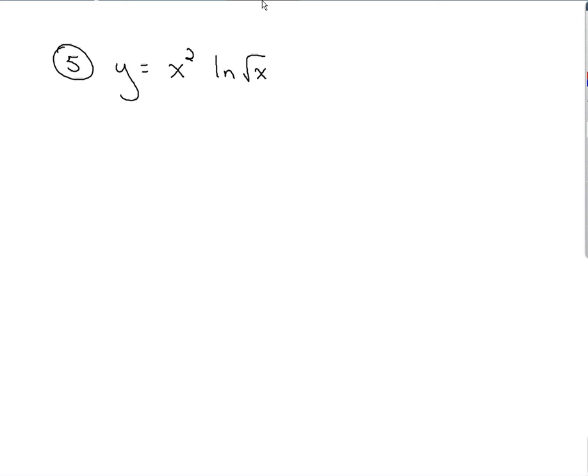So, similar looking problem. Kind of like I did on the last one. Let's rewrite some things. Rewriting that root, knowing I got to raise the root, we've got y equals x squared times the natural log of square root of x. We change to x to the 1/2.